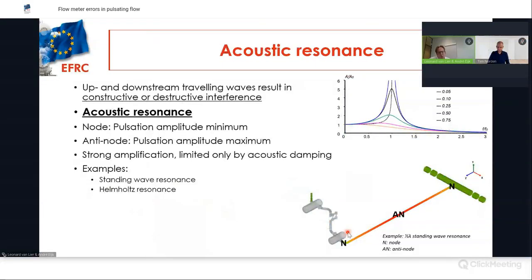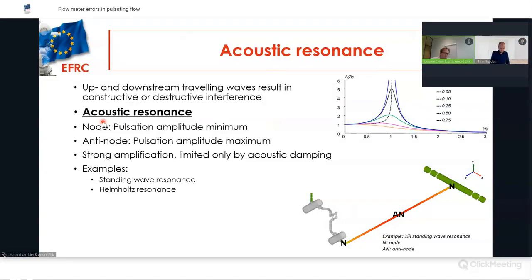And these reflections cause an interplay of up and downstream traveling waves in the system, which can at some locations have a constructive interference, they add up, or at some other locations they will have a destructive interference, so they will cancel or partly cancel. And this effect is called acoustic resonance. And it means that at certain frequencies, the system is very strongly responding to the source. It's illustrated here in this picture. So at the frequency of the resonance, you can have a very strong amplification, and the actual amplification depends on the damping. So the acoustic damping in the system determines how large the amplification will be in resonance conditions.